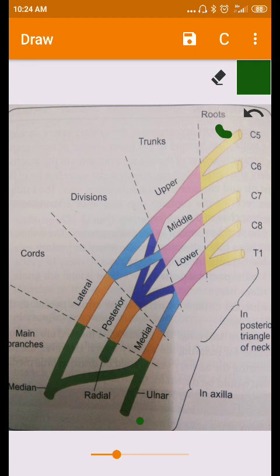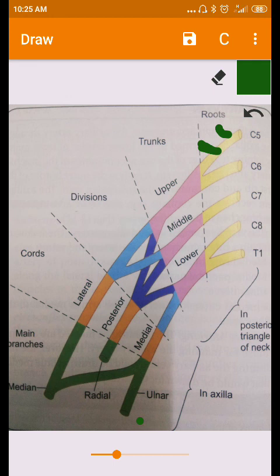Another nerve coming from the C5 root itself is the phrenic nerve. The phrenic nerve supplies the diaphragm muscle. If there is any damage at root C5, people may have respiratory problems. This is the phrenic nerve, and this one is the dorsal scapular nerve, or nerve to rhomboids.